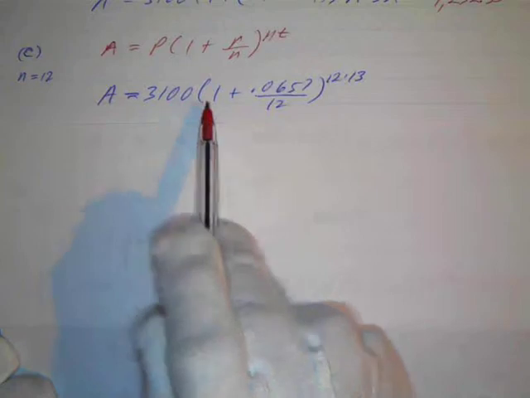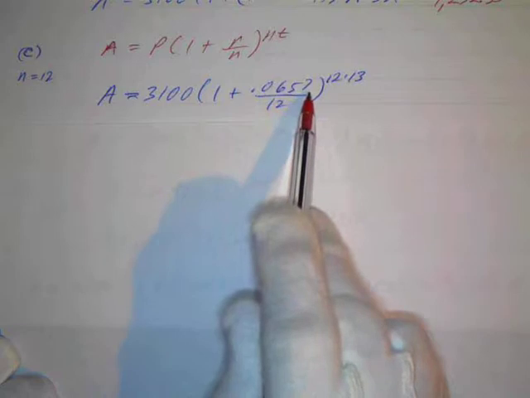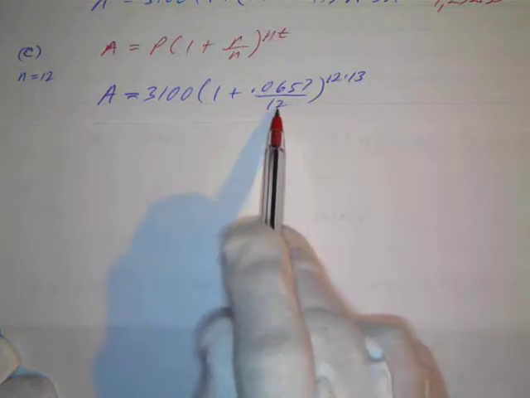So there's $3,100, which is my initial value, or my investment. 1 plus my rate, which was 0.0657, remember we changed that percentage to a decimal, divided by 12, to the 12 times 13 power. And remember, if you do it on the quiz, I need to see these different lines, and we want to put it how we're going to put it in our calculator.